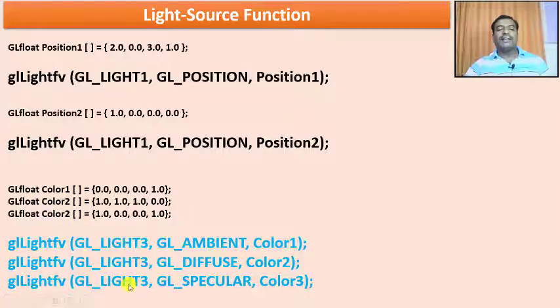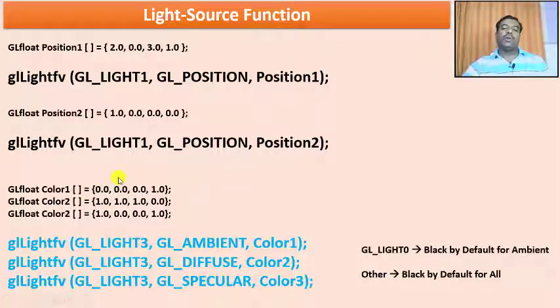As for light 3, I am setting the ambient. For the same light 3, I am setting diffuse also, and for the same light source I'm setting specular with the different color that I have just defined. This is how we are going to use it.